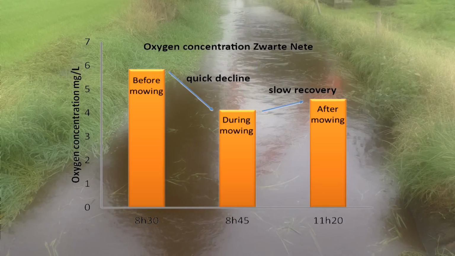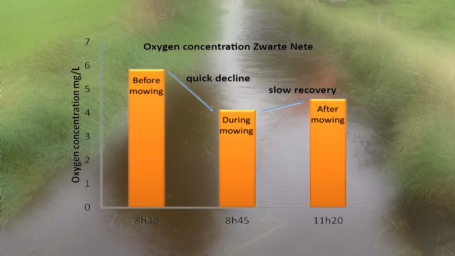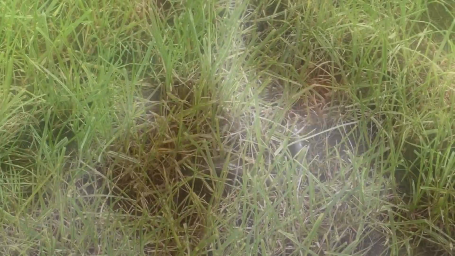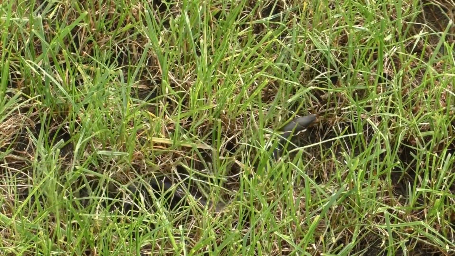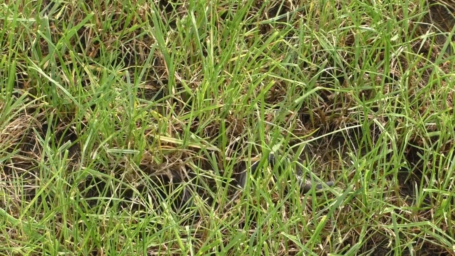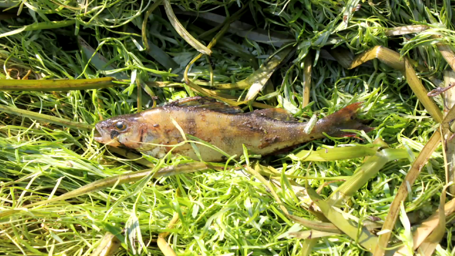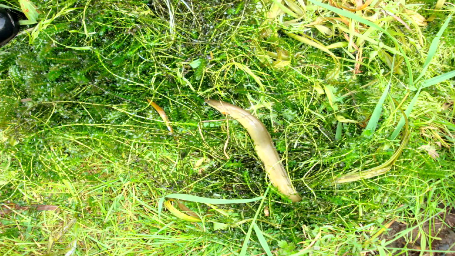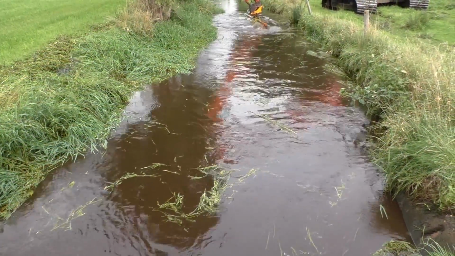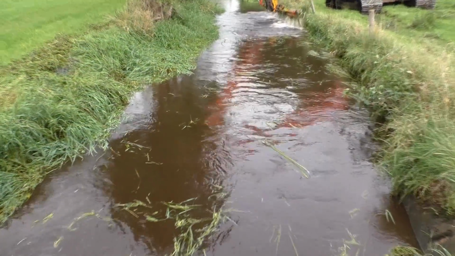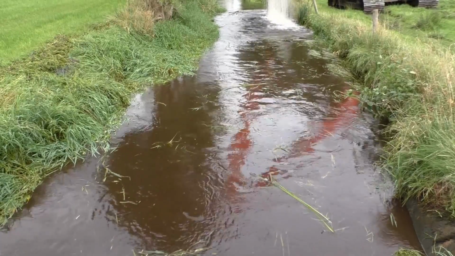We clearly see that oxygen levels decline suddenly during mowing and only recover slowly. Some fish and invertebrates were removed with the macrophytes, and it's unlikely that they will find their way back to the river. But many other processes can be affected too. For instance, nutrient cycling, resuspension of organic matter, and effects on biodiversity, to name just a few.